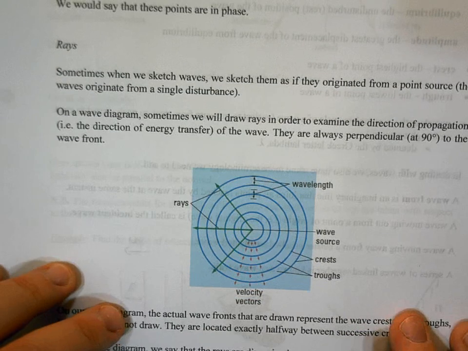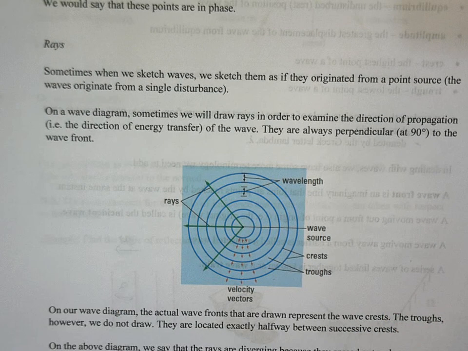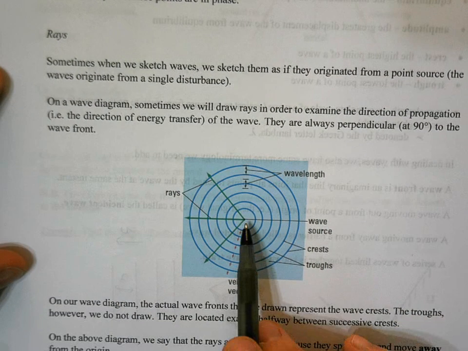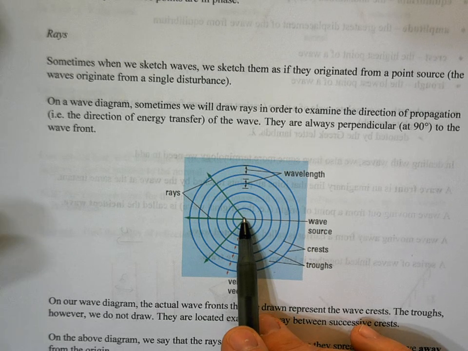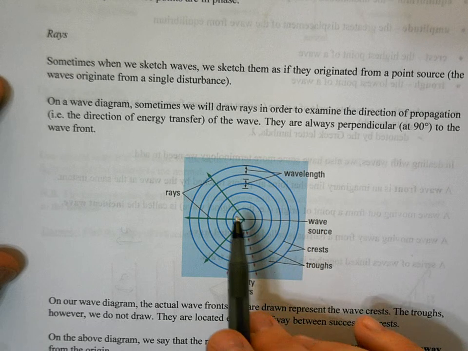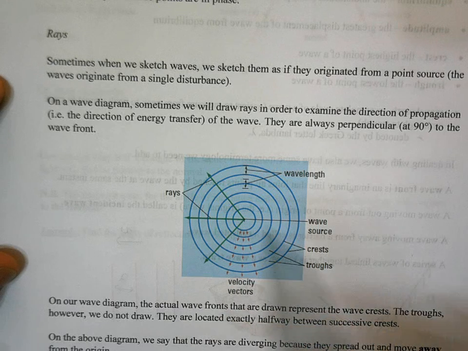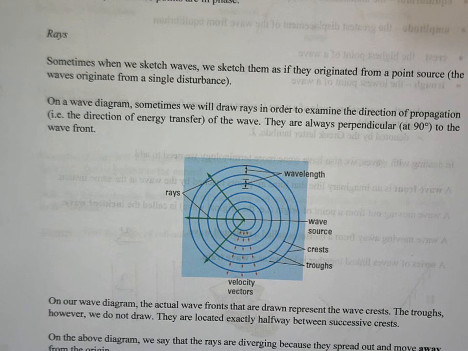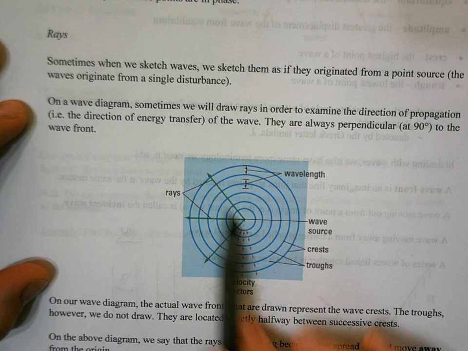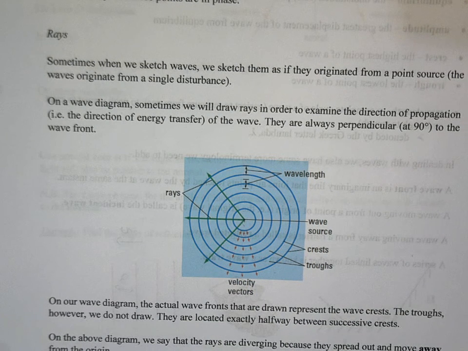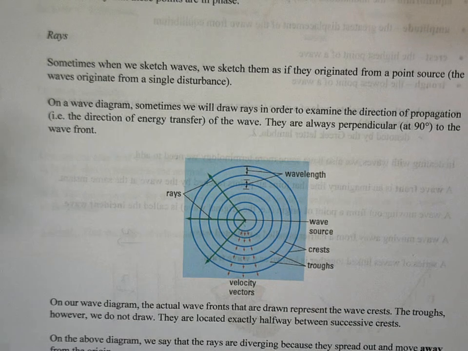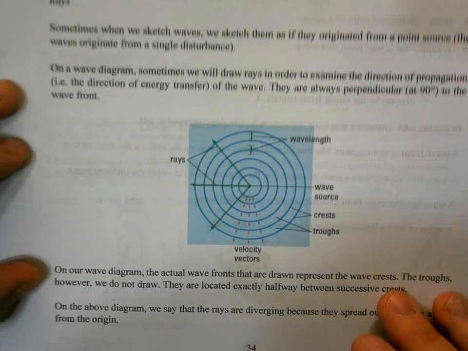Sometimes when we sketch waves, we will sketch them as ray diagrams. So you're going to see the center of these circles, and then you're going to see these concentric circles outwards. Those concentric circles are meant to show the actual wave itself moving outwards, and then these rays are just meant to show the actual direction of propagation, like where that wave is heading. Because these waves are moving out from a point, we'd actually say that they're diverging rays.